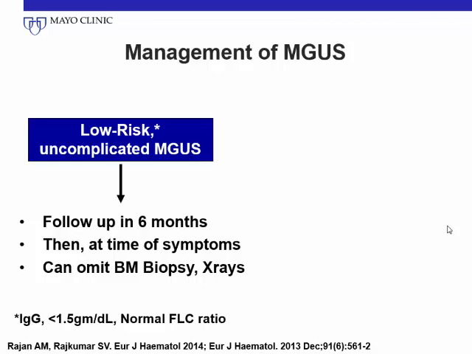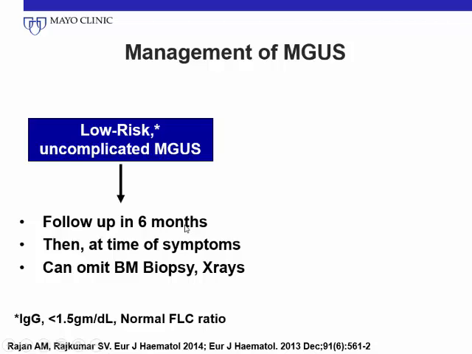Check them only one time 6 months later to make sure that you haven't caught a rapidly rising protein. And if that's stable, then they don't need to be followed at all. Then you can just follow up only if they get symptoms. And that saves a lot of money. It's like part of choosing wisely.